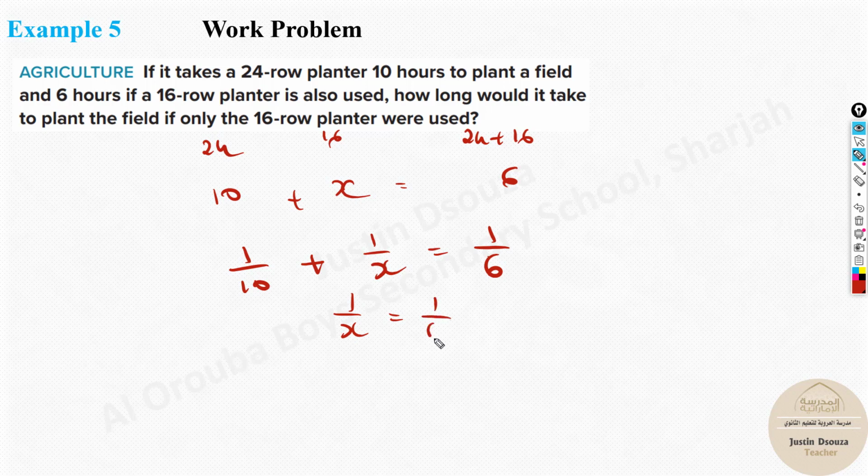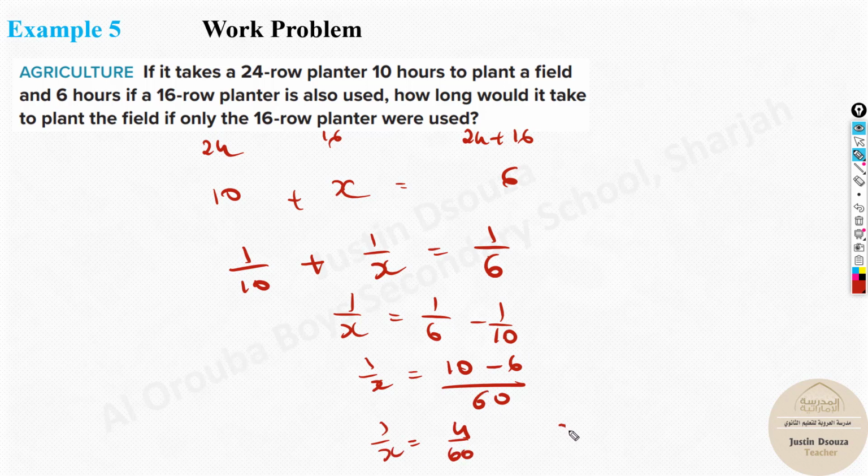So I'll leave this 1 by x over here. That is equal to 1 by 6 minus 1 by 10. Just do it in the calculator or take it to the other side. If you're not using a calculator, it'll be 1 by, 10 goes to the other side, minus 6, divided by, multiply these both, will be 60. So 1 by x is equal to 10 minus 6, which is 4 by 60.